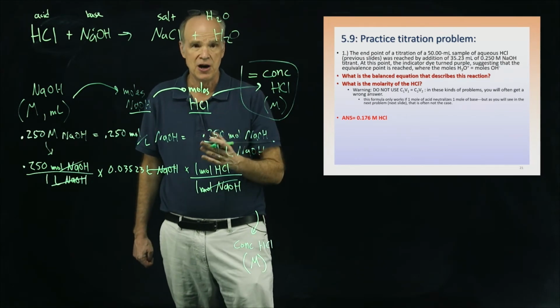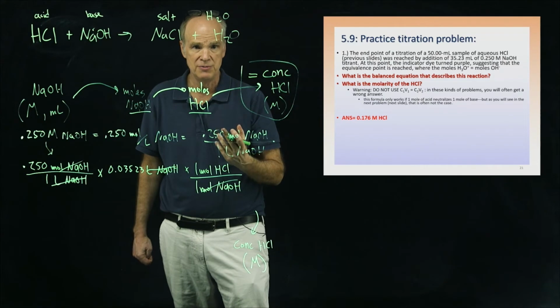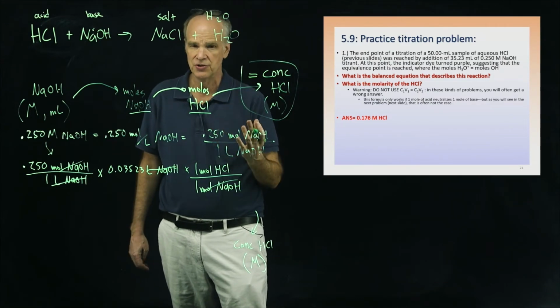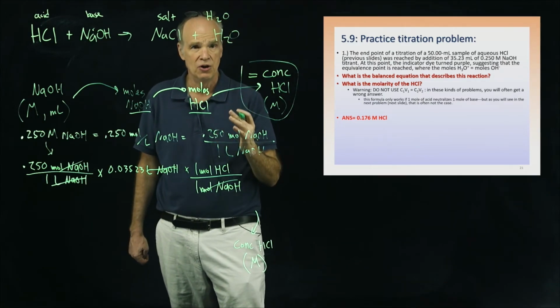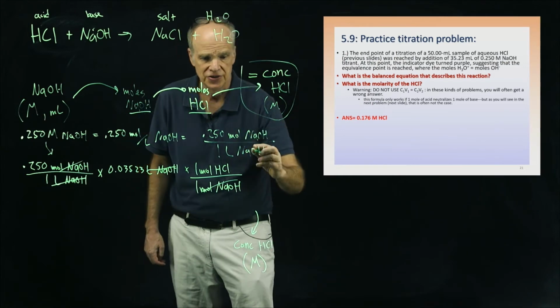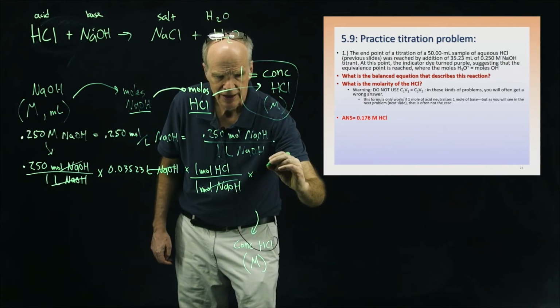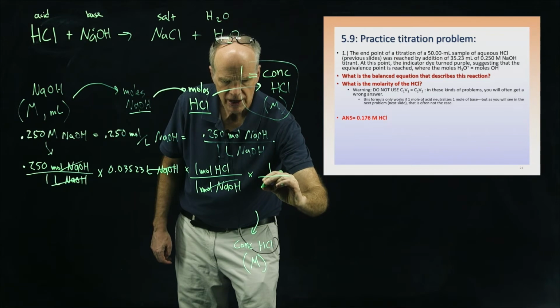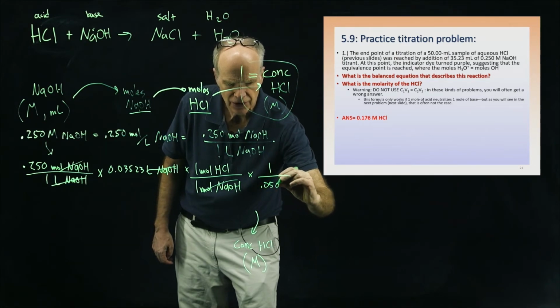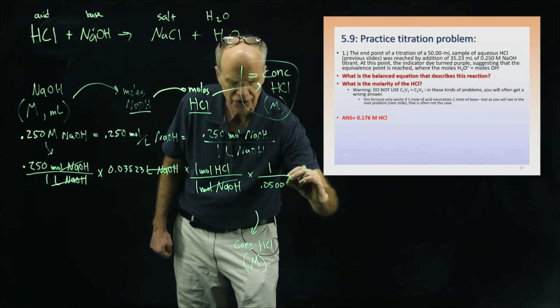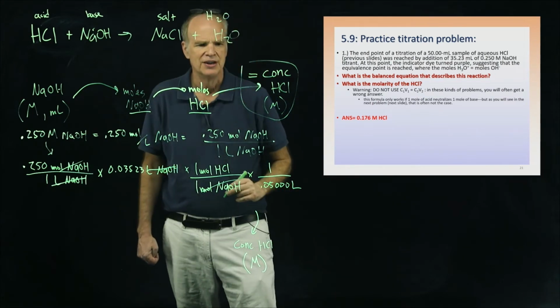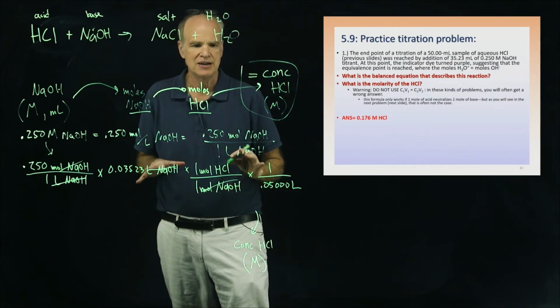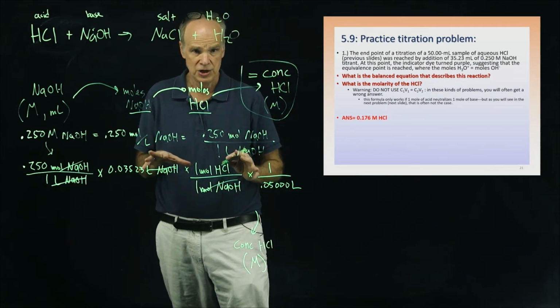And so in this problem, we started out originally with 50 milliliters of HCl. So let's just convert that to liters. That is 0.0500 liters. So I'm going to take times 1 over 0.0500, I think we need another 0 there, liters. Now, let's talk about why we can do this.